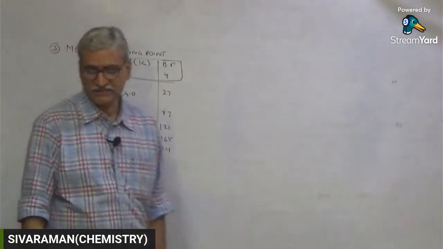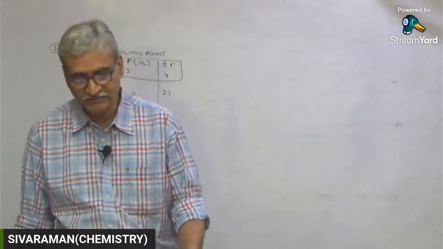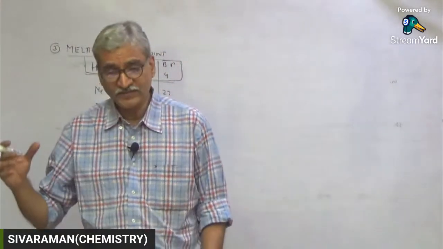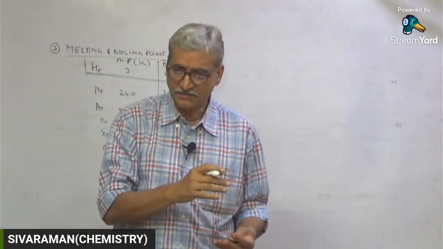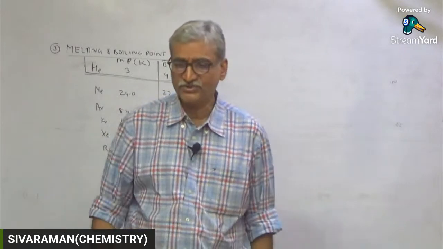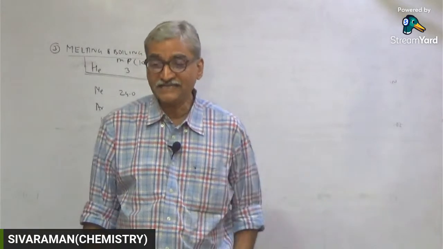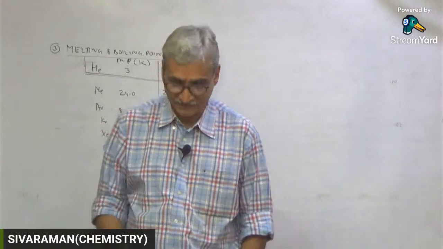0 Kelvin is not achievable. Why is 0 Kelvin not achievable? Because if something comes to that temperature, what happens? It will become solid. Then the gas laws will not be applied.